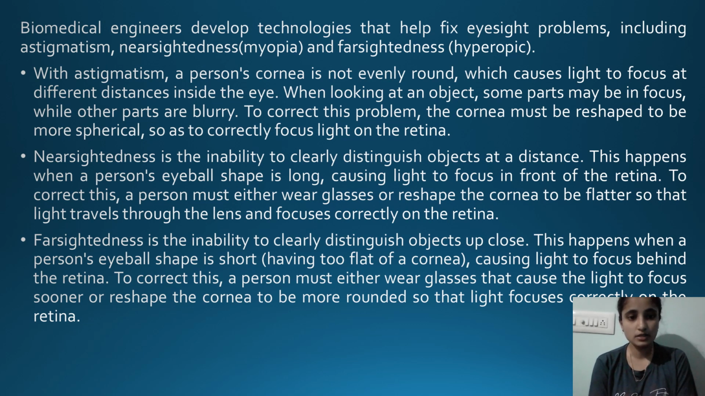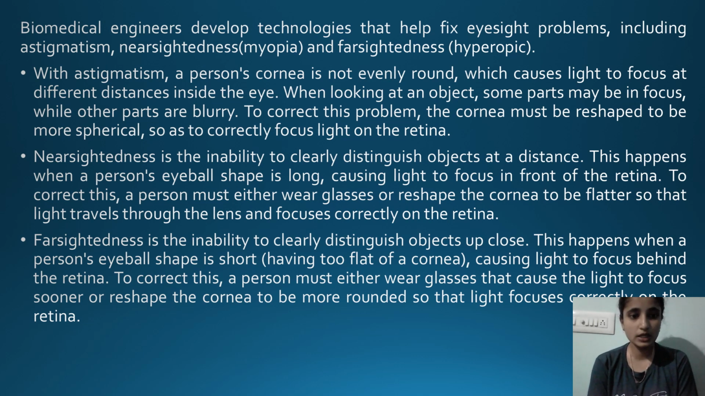With astigmatism, a person's cornea is not evenly round, which causes light to focus at different distances inside the eye. When looking at an object, some parts may be in focus while other parts are blurry. To correct this problem, the cornea must be reshaped to be more spherical so as to correctly focus light on the retina.